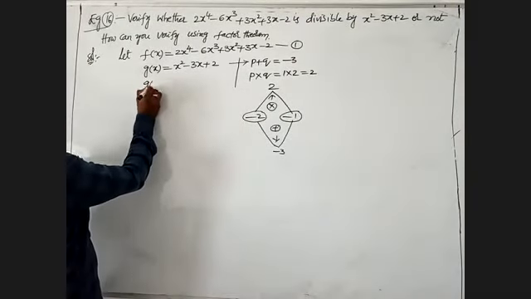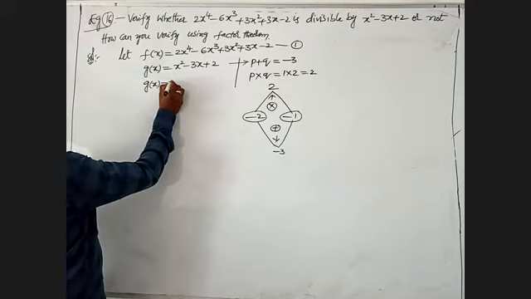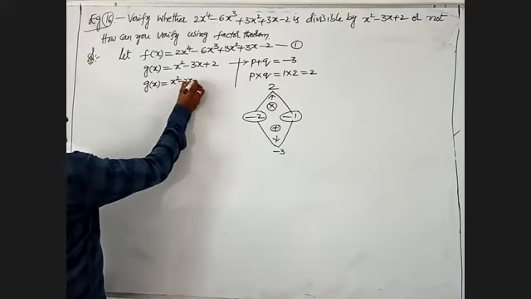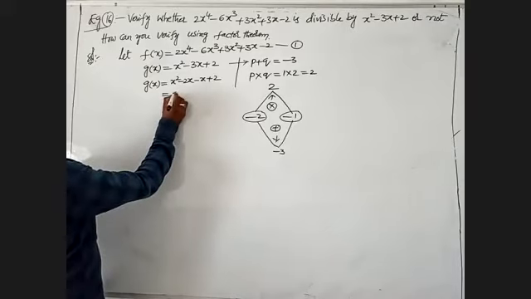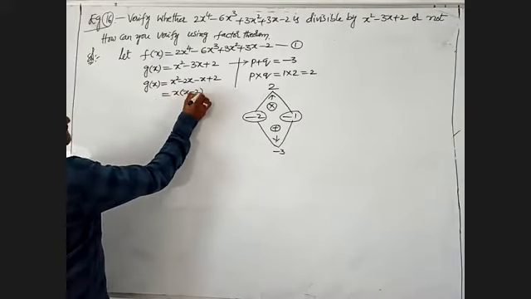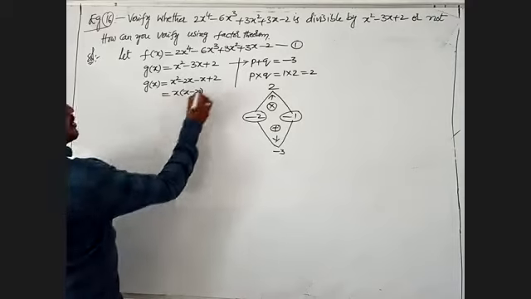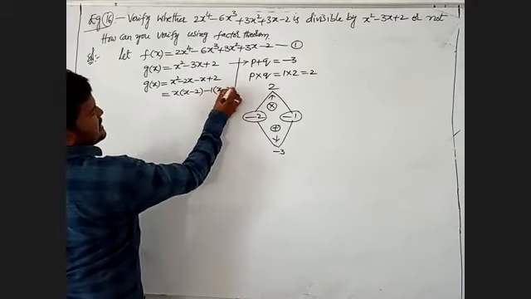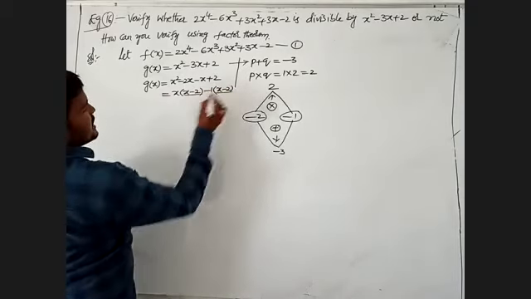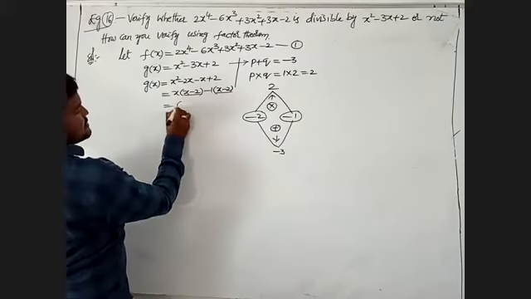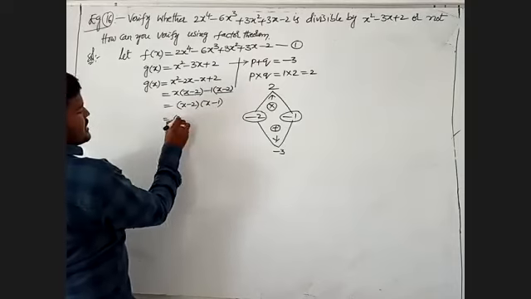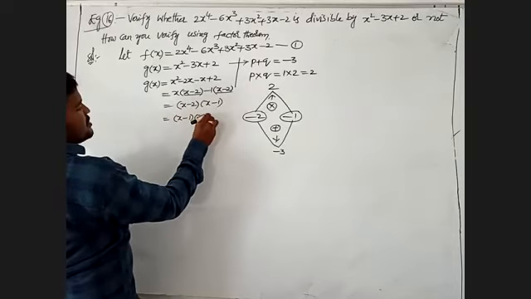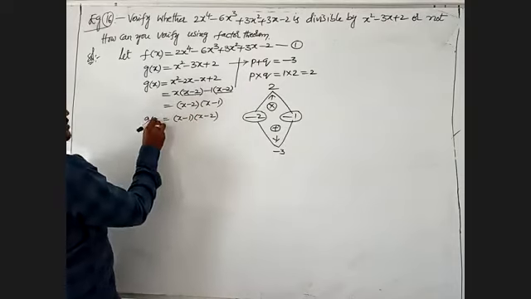I will write g of x is equal to x square minus 2x minus x plus 2. From the first two terms x is common, remaining is x minus 2. From the last two terms minus 1 is common, remaining is x minus 2. The common factor is x minus 2, remaining is x minus 1. So I will write x minus 1 into x minus 2. This is the value of g of x.